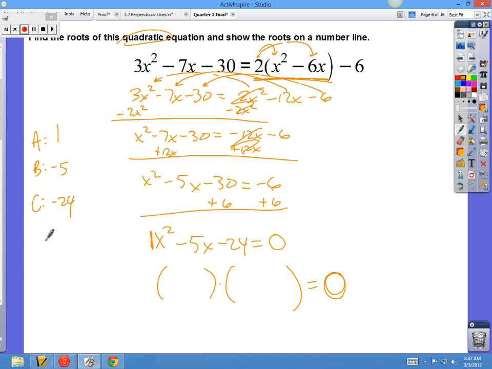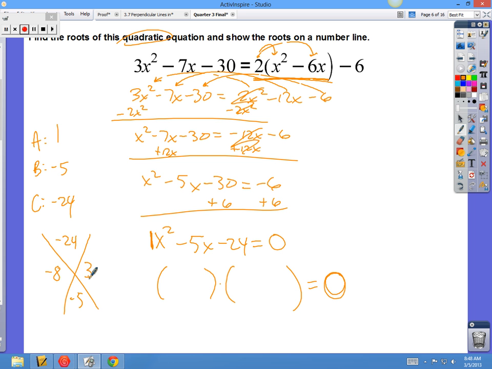like. But what I'm looking for, does there exist two integers that multiply and give you a negative 24 and add and give you a negative 5? So remember the template. What two numbers times give you negative 24, add and give you negative 5? And your answer should be a negative 8 times a positive 3. Negative 8 times positive 3 is negative 24, but if you add them, it is a negative 5.